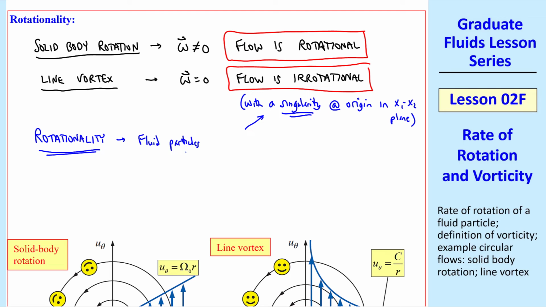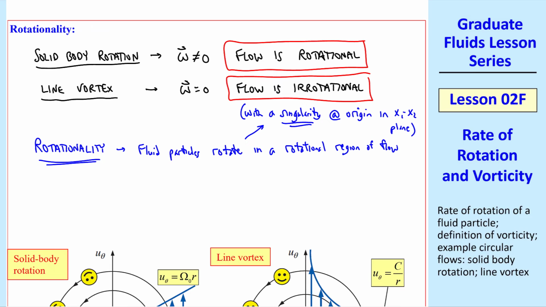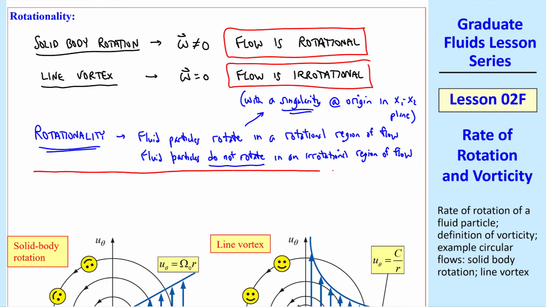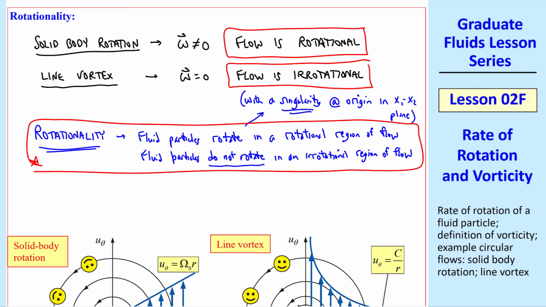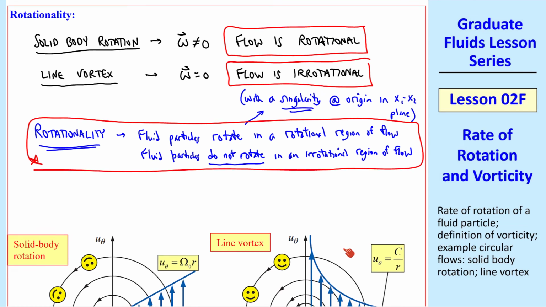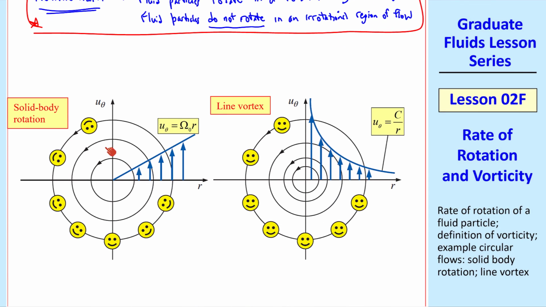Rotationality means that individual fluid particles rotate in a rotational region of flow, and fluid particles do not rotate in an irrotational region of flow. This is our definition of rotationality. And since vorticity is twice the angular velocity, we can tell by omega, the vorticity, whether the flow is rotational or irrotational. I illustrate these two flows with fluid particles that are smiley faces.